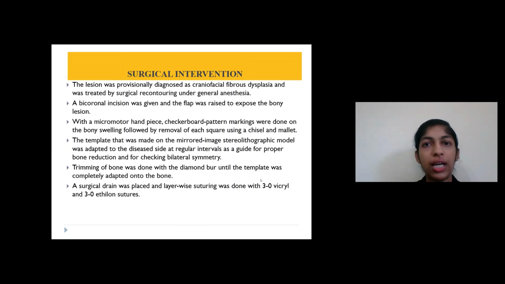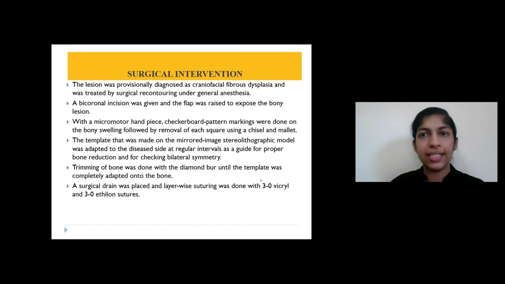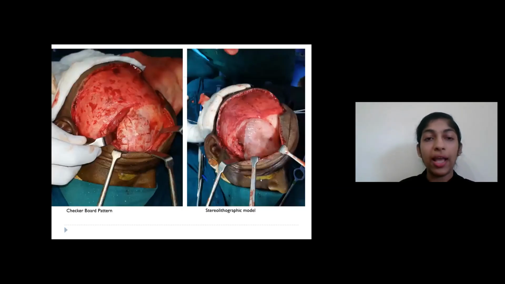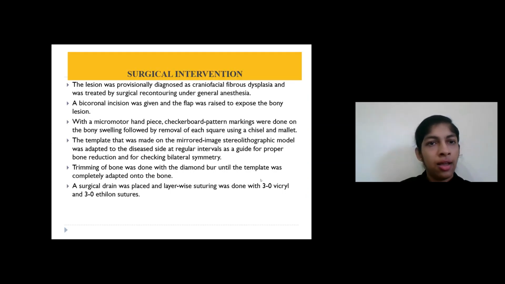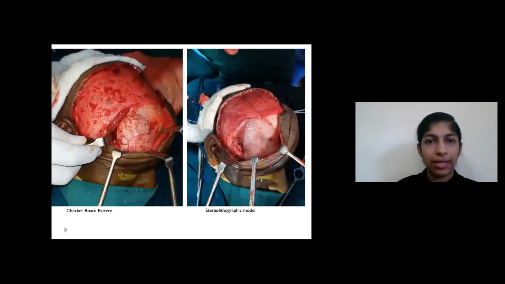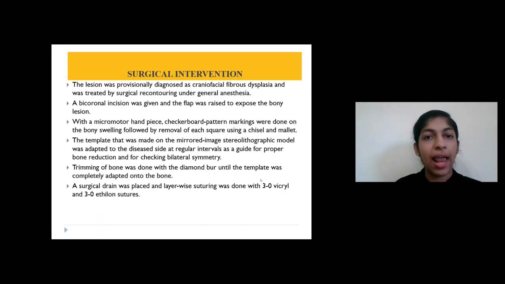The lesion was provisionally diagnosed as craniofacial fibrous dysplasia and was treated by surgical recontouring under general anesthesia. A bicoronal incision was given and the flap was raised to expose the bony lesion. You can see in the first image where the bicoronal flap was raised to expose the lesion, and over the lesion, a checkerboard pattern was created using micromotor and drills. Each square, as seen in the first image, was removed using chisel and mallet.